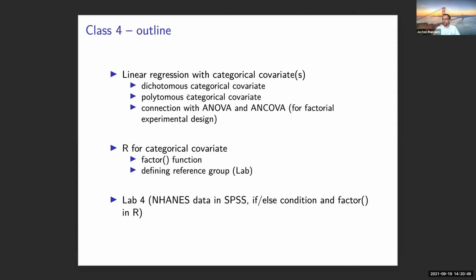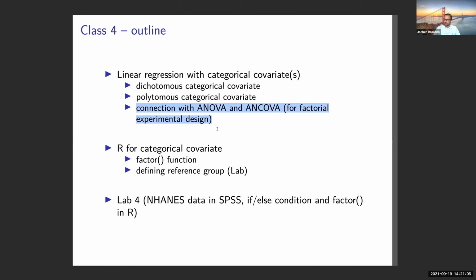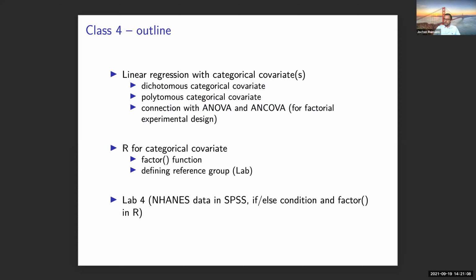Okay, class 4. So we will be talking about linear regression with categorical covariates. We are looking at dichotomous categorical variables, polytomous categorical covariates, and then we briefly talk about the connection with ANOVA and ANCOVA for a factorial experimental design. We will be discussing R for a categorical covariate, employing the factor function, and defining reference groups. We'll talk about this more in the lab, but I will get started briefly on that already in the lecture.